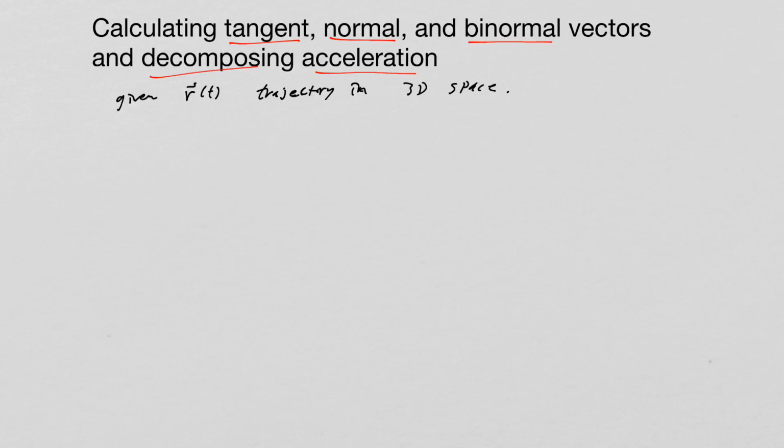Okay, and we know that r prime is equal to the velocity vector, and we know that r double prime is equal to the acceleration vector. And so acceleration happens to be decomposable into two components. There's what we call at times the tangential component vector, and also the an, the normal component vector.